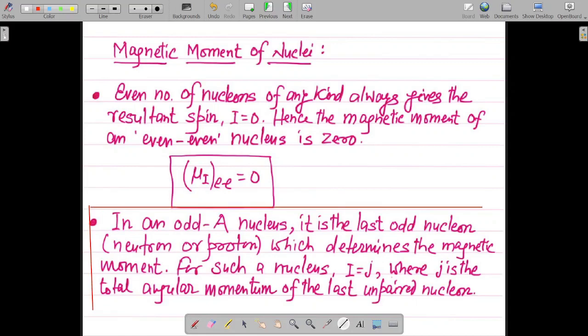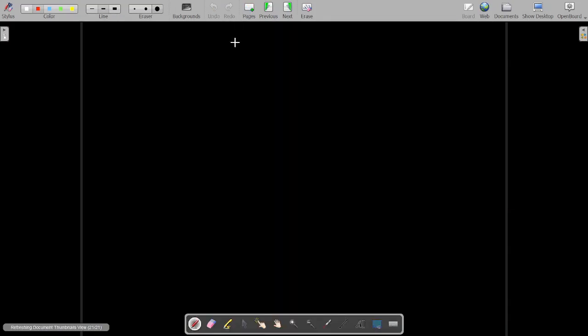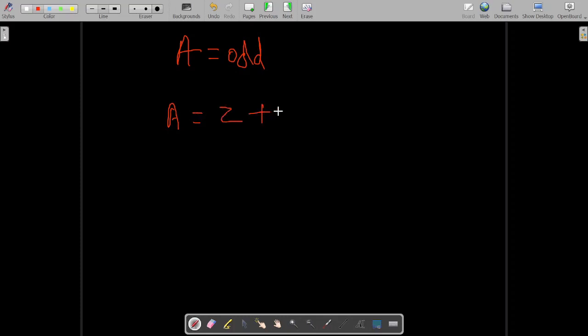We are discussing this particular case right now. Okay, so let us discuss this particular case. So what does it say? Let me take the next page. So we have atomic mass number A equal to odd. Now you know this very well that A is equal to Z plus N.